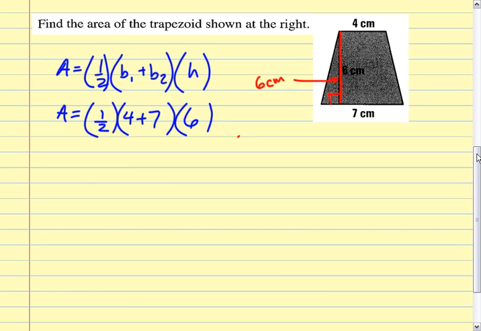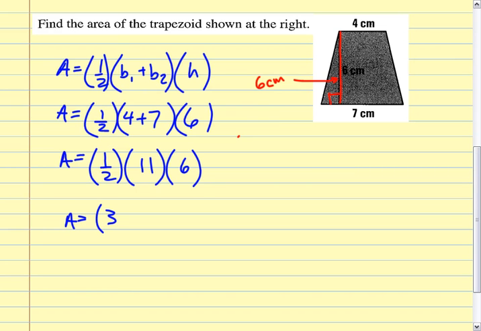We're getting close to running out, so John D., you're going to help me here. Let's simplify. This is going to be 1/2, right? What's 4 plus 7? 4 plus 7 is 11. It is. And then we've got 6. What would you like to multiply first, Bennett? 1/2 times 11, and that's 5.5. Times 6? 33. Excellent. 33 what? Units squared. 33 centimeters squared.